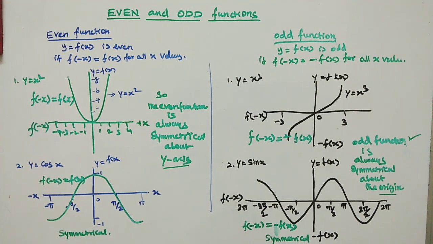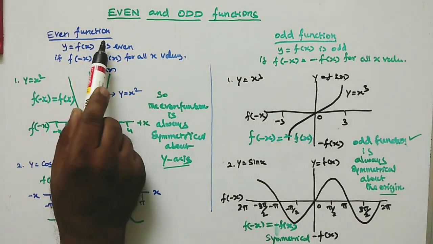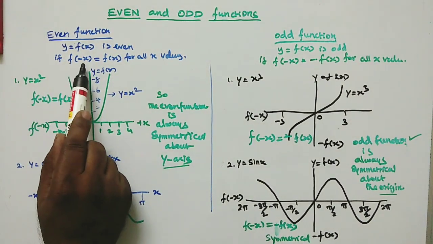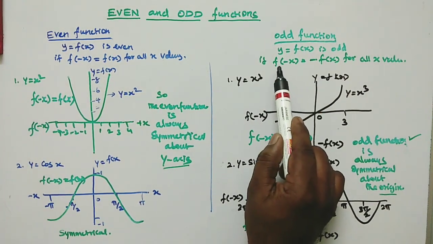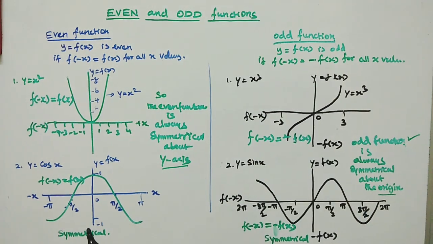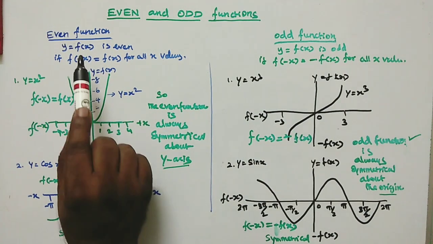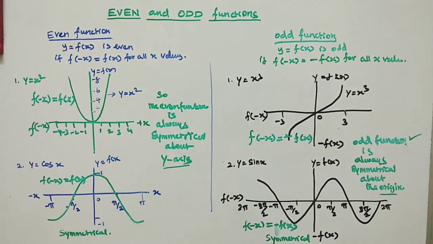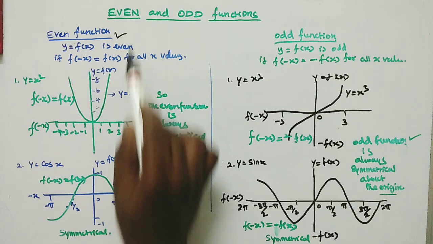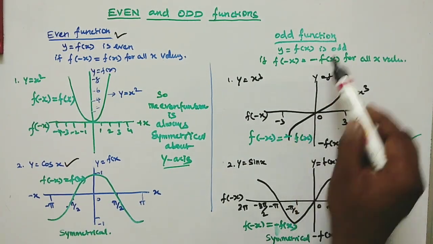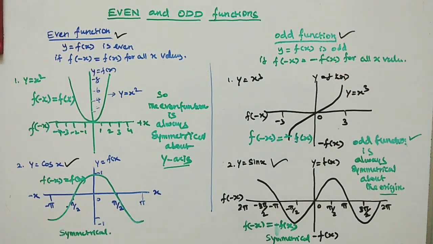Finally, we have to summarize these two functions. The even function is expressed as f of minus x equal to f of x, and odd functions are expressed as f of minus x equal to minus f of x. Even functions are always symmetrical about the y axis, odd functions are always symmetrical about the origin, and then even functions are related to cos x and odd functions are related to sin x.